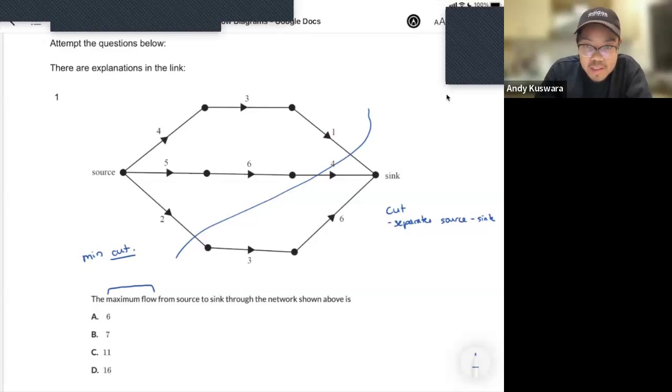If I add it together, 1 plus 4 is 5, plus another 2 is 7. My min cut in this particular case is 7, so that's also my max flow. Hopefully that makes a little bit of sense. And as you can see, if I cut through there, I will definitely separate source from sink. So just remember, the way that you find your maximum flow is by finding your minimum cut.